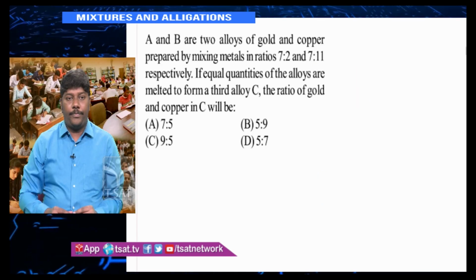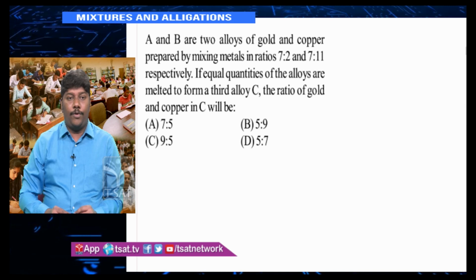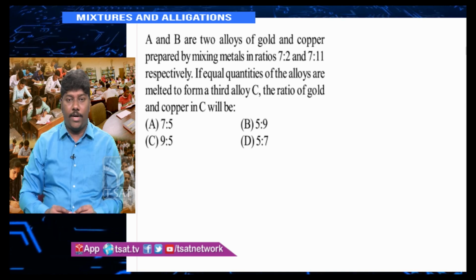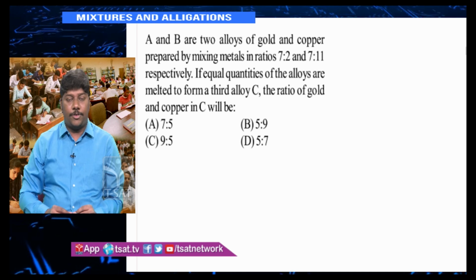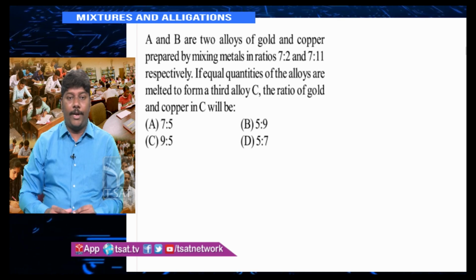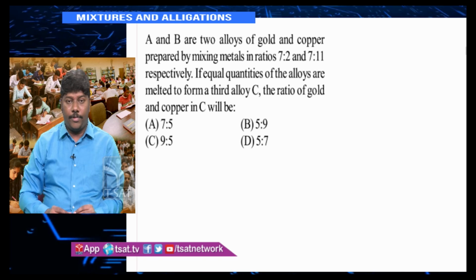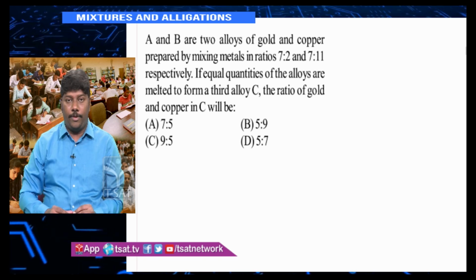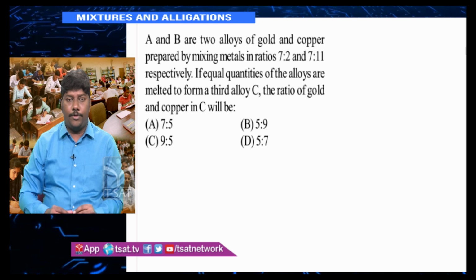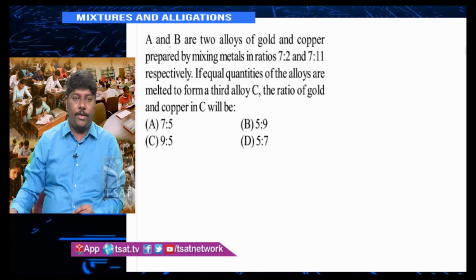Look at this question. A and B are two alloys of gold and copper prepared by mixing the metals in the ratio 7:2 and 7:11 respectively. If equal quantities of the alloys are melted to form a third alloy C, the ratio of gold and copper in C will be. This question can be solved in various ways. First, I am doing it by using mixtures and alligations only.